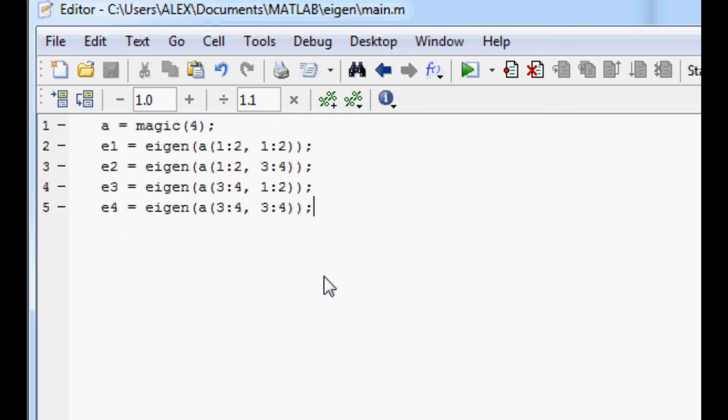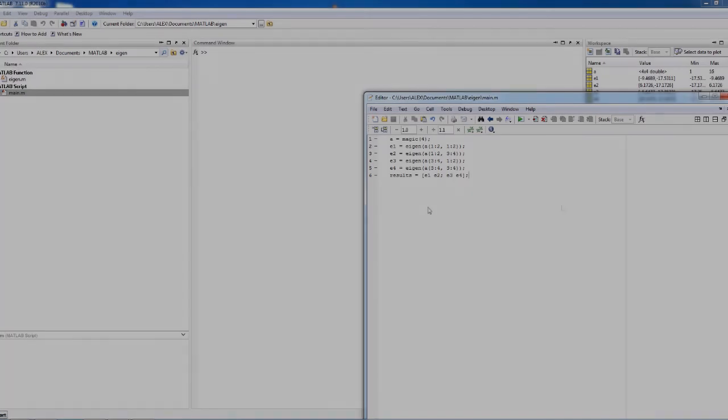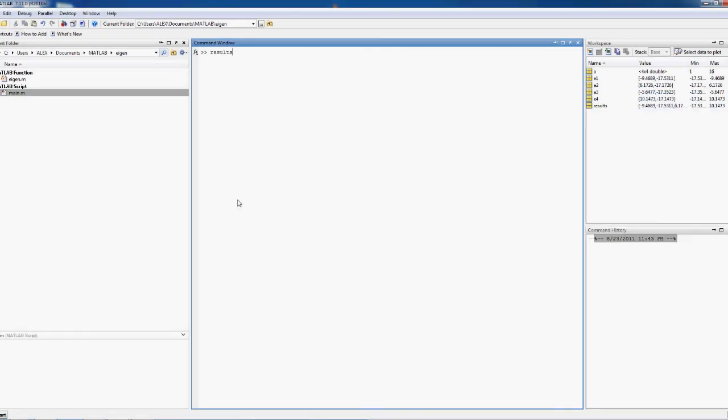Now the eigenvalues for all 4 submatrices are stored in E1 through E4, and we can condense the results into a 2x4 matrix with results equals [E1, E2, E3, E4]. Now hit F5 and run the script. And look at results.